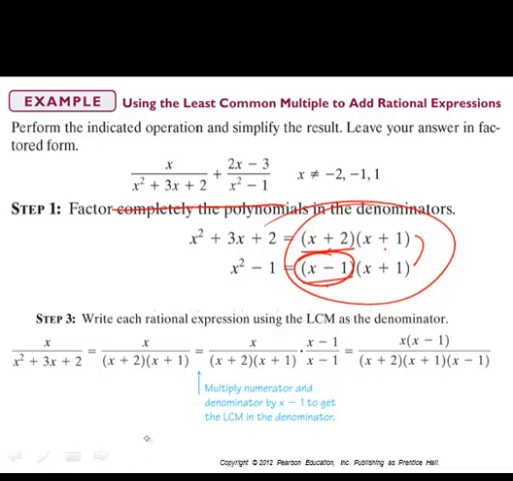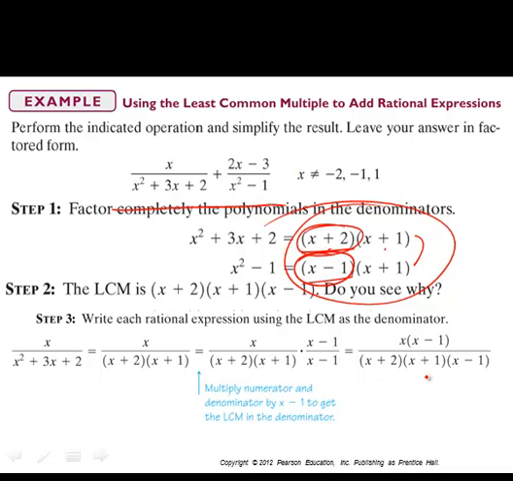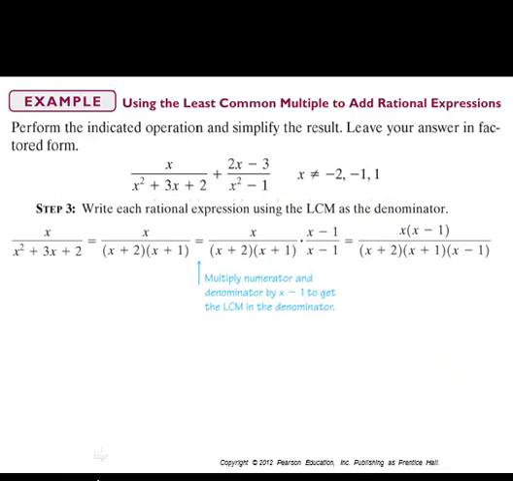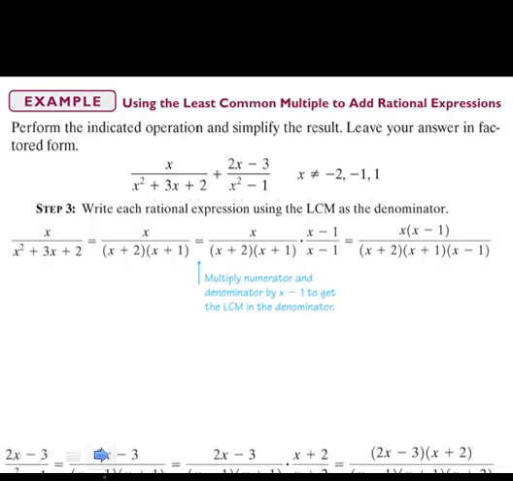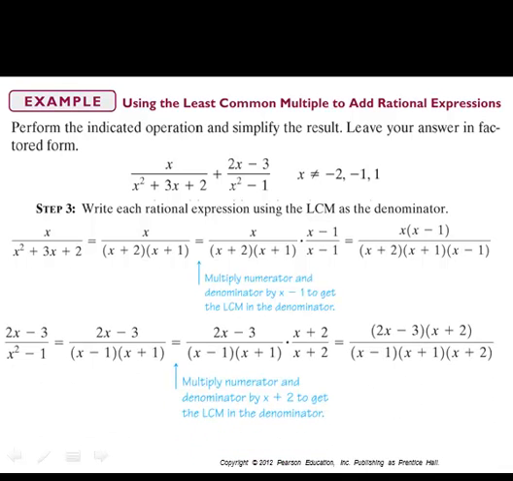And then for the second fraction, because it factors as x minus 1 times x plus 1, it's missing an x plus 2. So we'll multiply that second fraction, here's the second fraction here, by x plus 2 over x plus 2. So we've got now this fraction plus this fraction with the common denominator, and then we can add the numerators now.